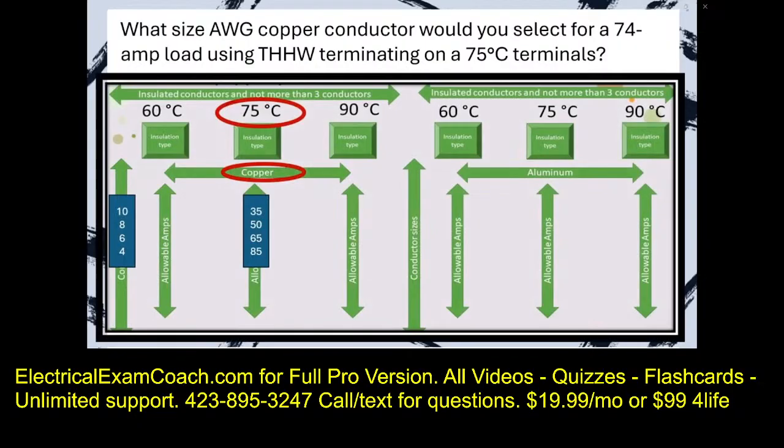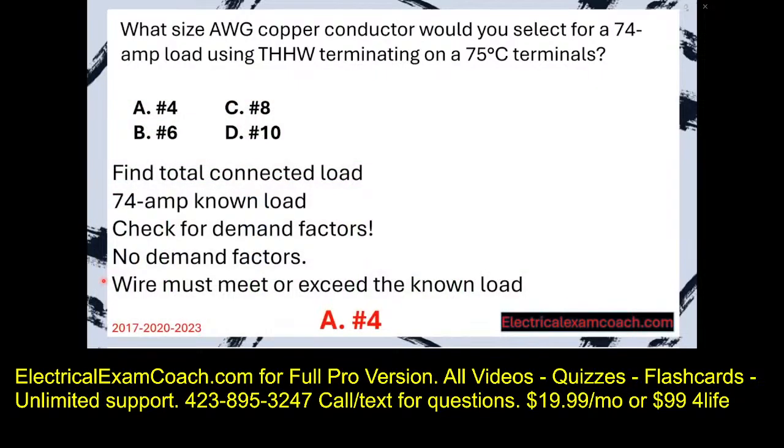We head to our primary ampacity table. We make sure that we're on the right side of the table. In this case, it's copper, and we have 75 degree C terminals. So now we take off and find a wire that will cover the known load. We find one that will cover 74 amps. We use a straight edge to come over and tee off at number 4. And we're going to select A.